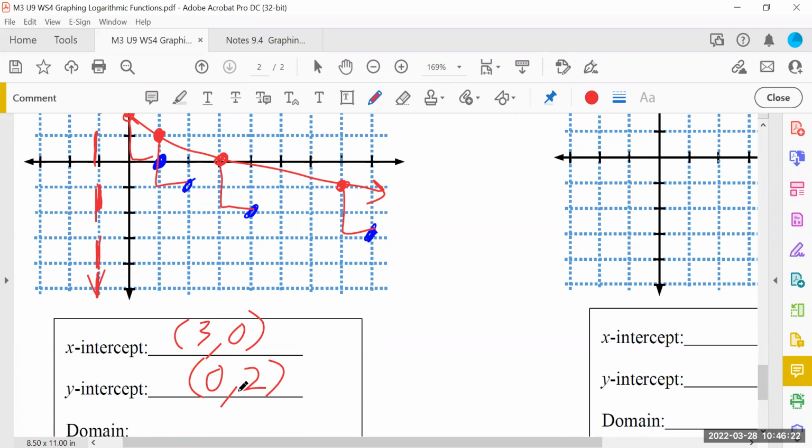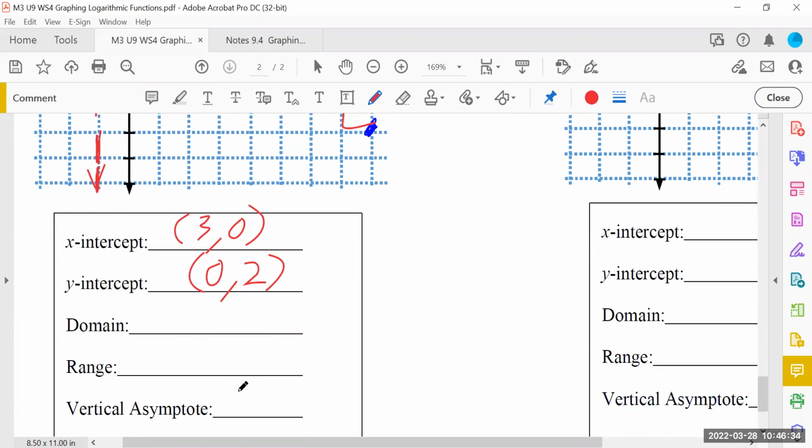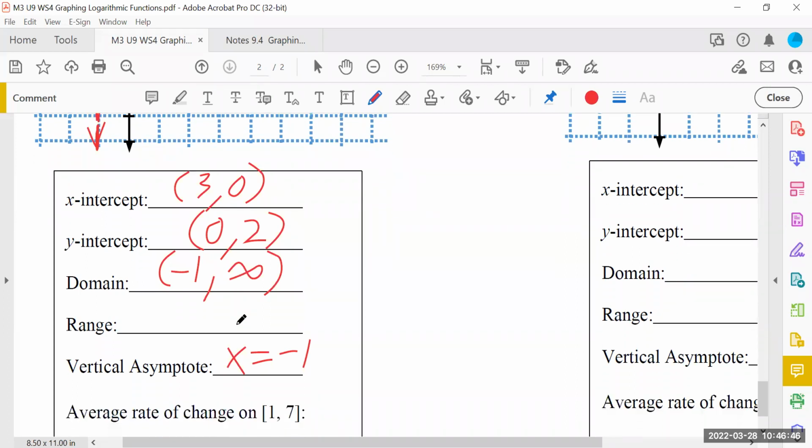If it wasn't a nice point, you can plug in 0 for x like we did last week. Remember, we actually found y-intercepts last week. We found 3 of them on the homework by just plugging in 0 for x and simplifying. The domain and the vertical asymptote: vertical asymptote is x equals negative 1. So my domain is negative 1 to infinity. My range is still negative infinity to positive infinity.